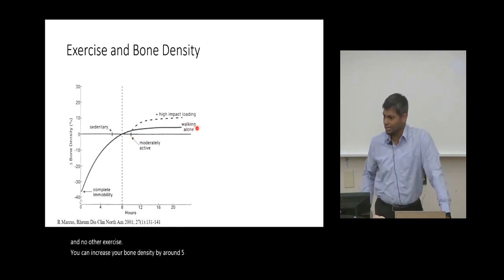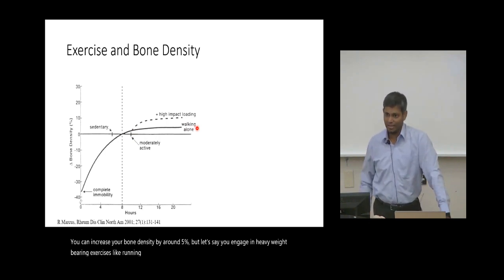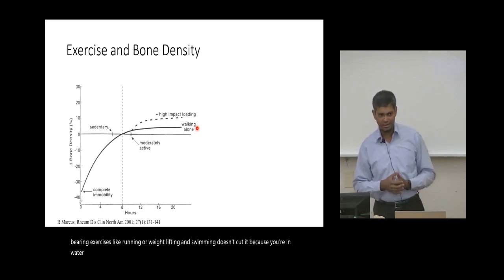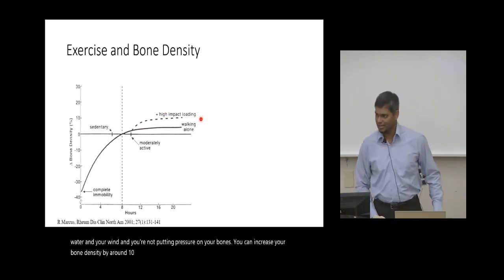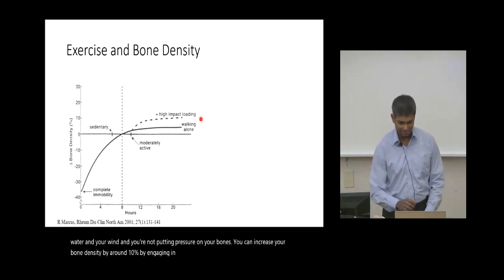But let's say you engage in heavy weight-bearing exercises like running or weightlifting, and swimming doesn't cut it because you're in water, you're buoyant, and you're not putting pressure on your bones. You can increase your bone density by around 10% by engaging in high-impact activities.